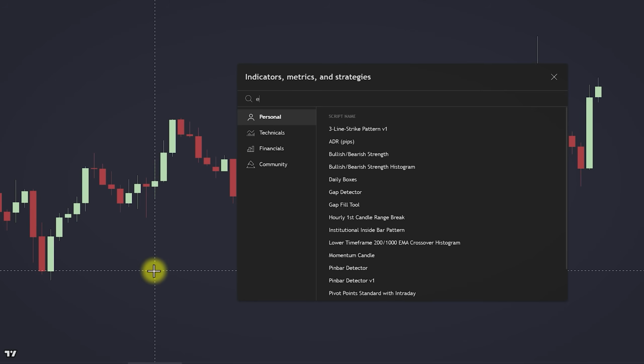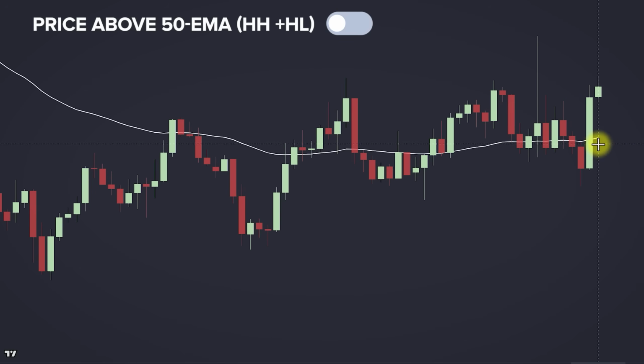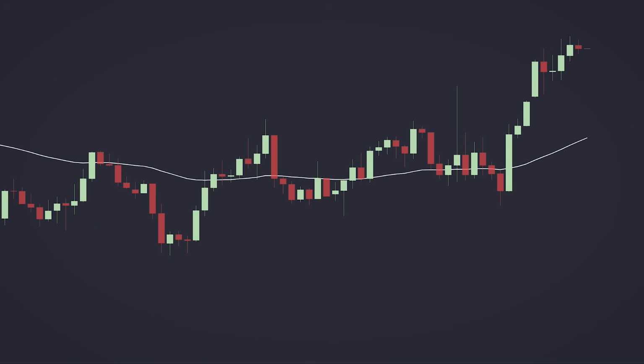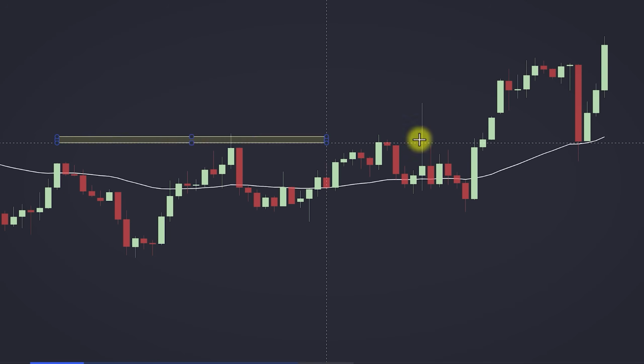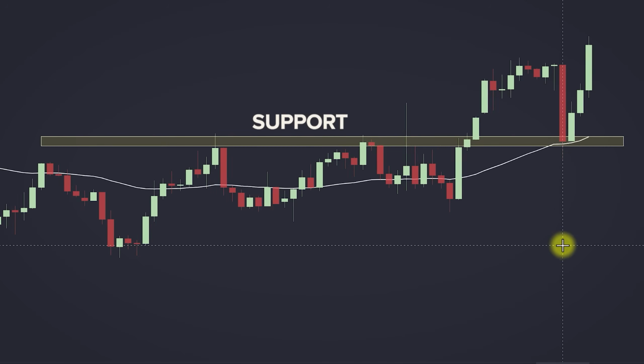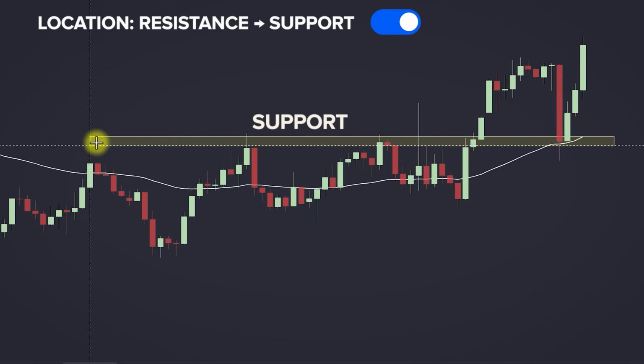On the 1-hour chart, we're in a clear uptrend. Price is above the 50 EMA, making higher highs and higher lows. That's your directional bias. Now price is pulling back to a major support zone. But this isn't just any support zone. It's one that used to be resistance. Remember the role reversal concept. So you have a higher time frame uptrend meeting a key structural level. This is Confluence, and it's where you start paying attention.